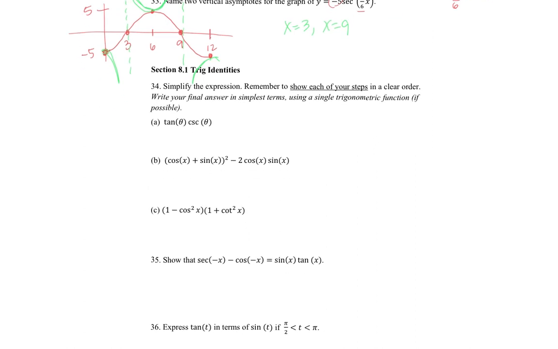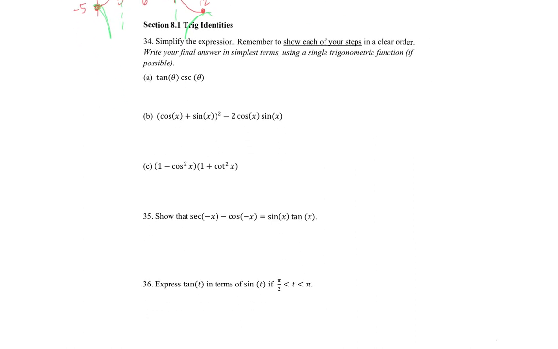Okay, so let's think about changing everything in terms of sine and cosine is probably a nice way to go. So tangent theta is equal to sine theta over cosine theta. And cosecant theta is 1 over sine theta. And so that becomes 1 over cosine theta, which is equal to secant theta.